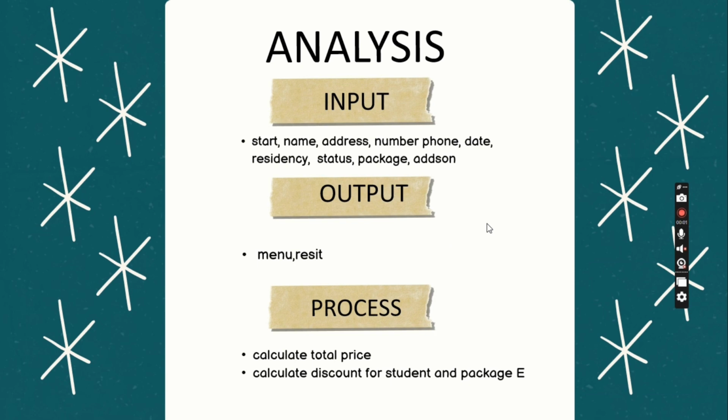Okay, here is the analysis. First, input. The user will input the name, address, phone number, date, residency, status, package, and add-ons. Then the system will process the calculation: total price, discount for student, and package. Then the system will display the menu receipt.